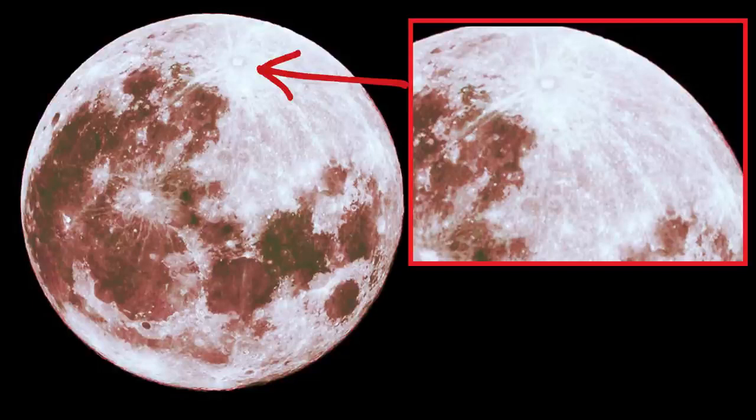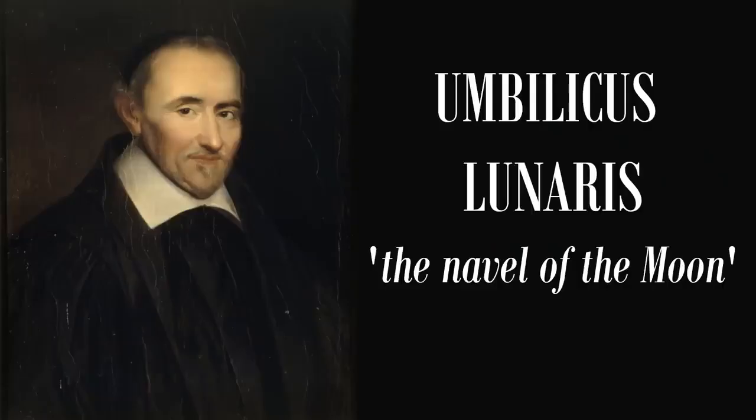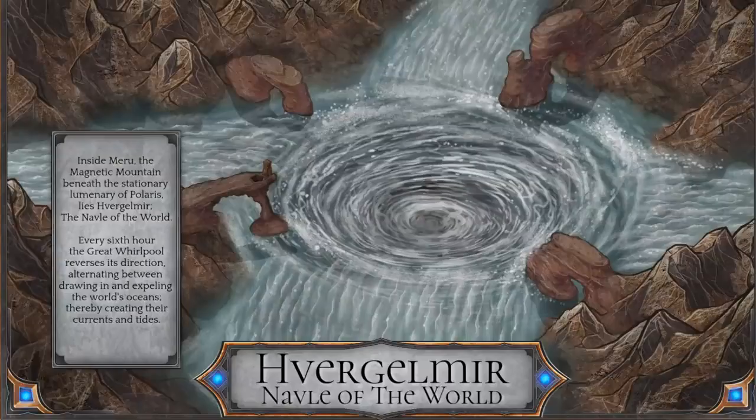For instance, another 17th century Masonic astronomer named Pierre Gassendi called it Umbilicus Lunaris, the navel of the moon, which is interesting as Norse mythology uses the same simile of the navel to describe Virgulmir, the whirlpool in the center of our realm.